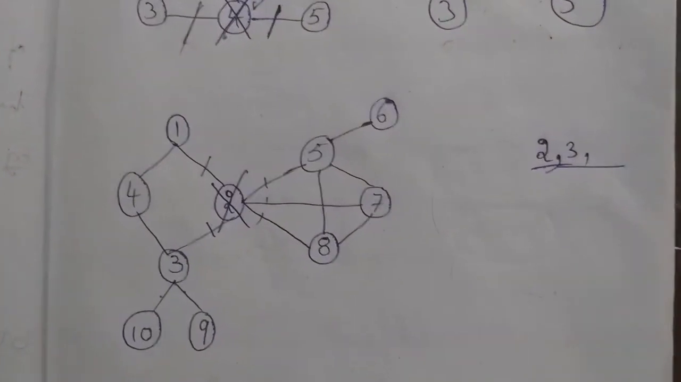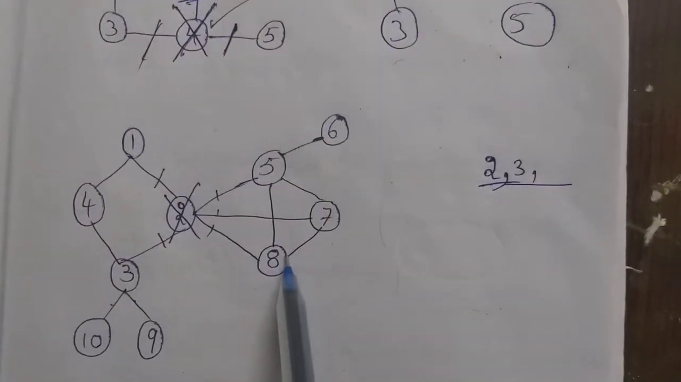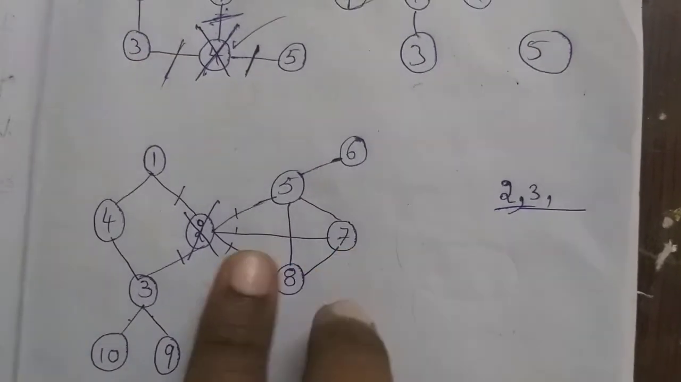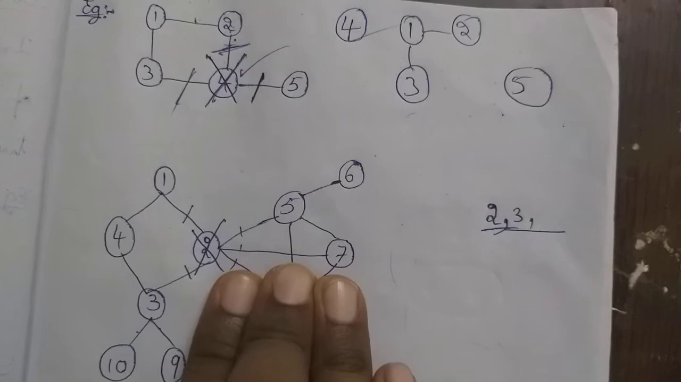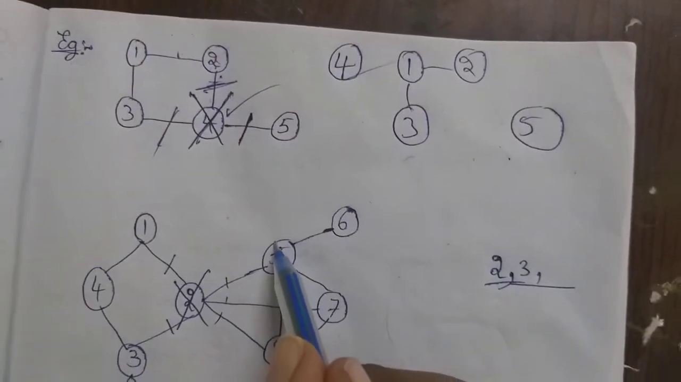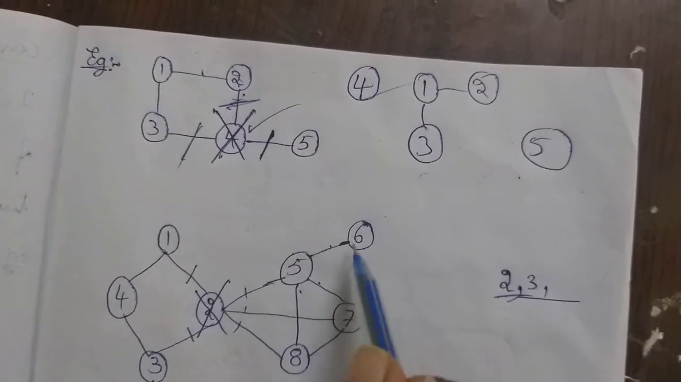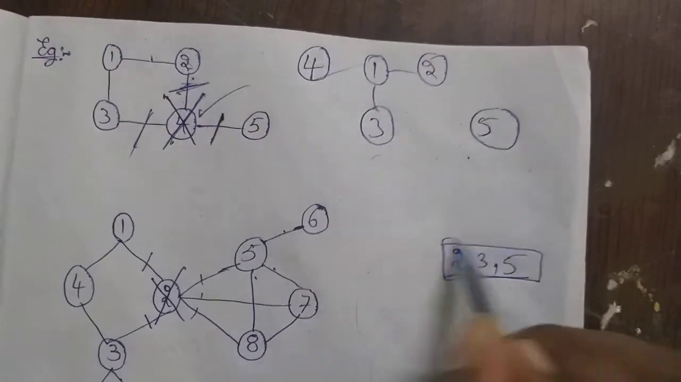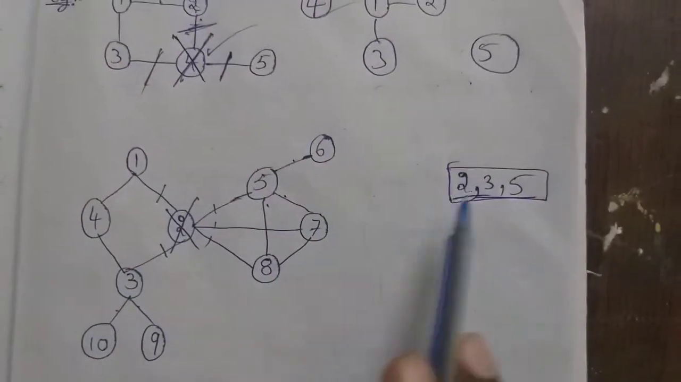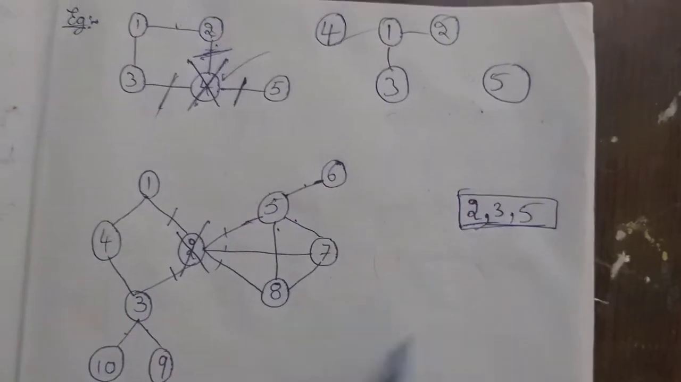Any other articulation points? If I delete 8, will it become disconnected? If I delete 8 and these 3 edges, no problem. The remaining vertices are connected to each other. If I delete 5 along with these 4 edges, yes, 6 becomes disconnected from the graph. Therefore, 5 is also an articulation point. Therefore, for this graph, 2, 3 and 5 are the articulation points.